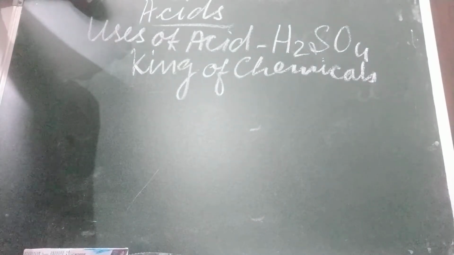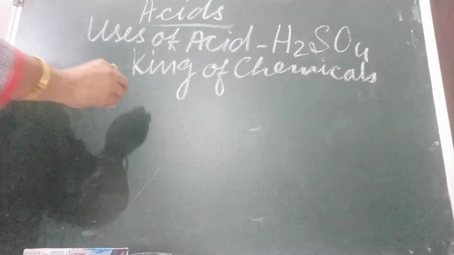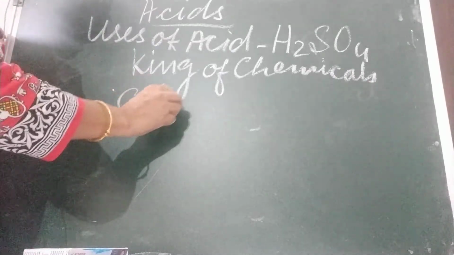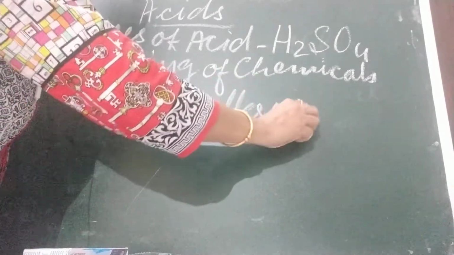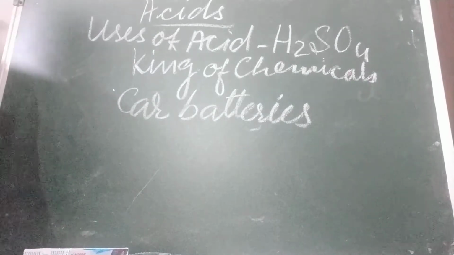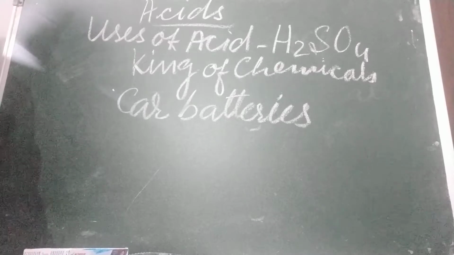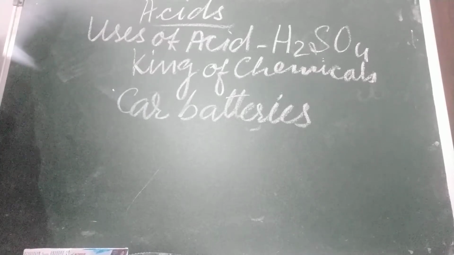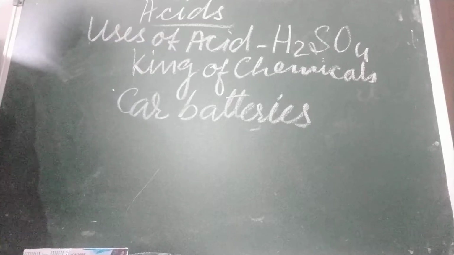First, sulfuric acid is used in car batteries. At home, we have inverters. Children, have you ever asked your parents what is inside the inverter battery? From time to time we add distilled water, but what is already there? Sulfuric acid. And the current is produced because of this sulfuric acid.